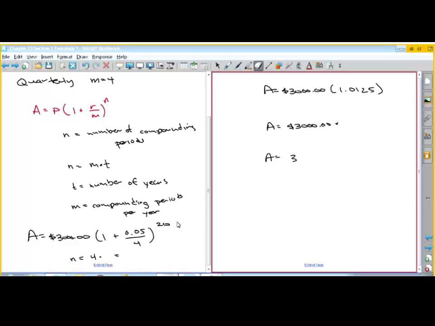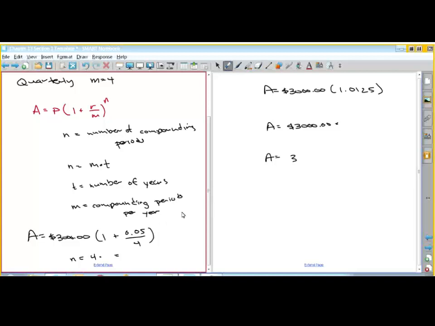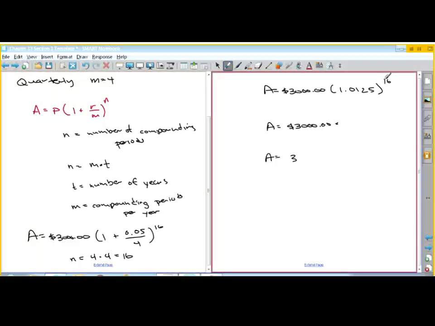So that's to the 16th power. 4 times 4 years quarterly is the 16th power. Okay, so this whole thing's to the 16th power. So let's do that again. 1.0125 to the 16th power is 1.219989. Okay, then multiply it by 3,000, and you get $3,659.67.